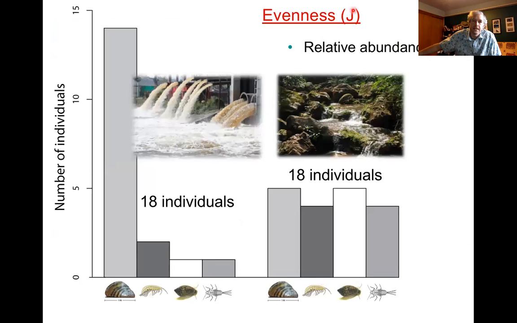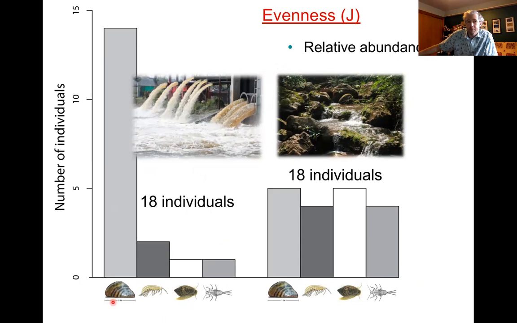Evenness is denoted by this letter J, and it's a measure of the relative abundance of different individuals. And the reason evenness is so important is it's often used to assess impairment or pollution in rivers. So for example, here we've got 2 different sites. We've got one site which is immediately outside of the discharge from a sewage plant. Here we have another site which is this pristine, beautiful mountain stream. This is the community of animals and macroinvertebrates that live in these 2 locations.